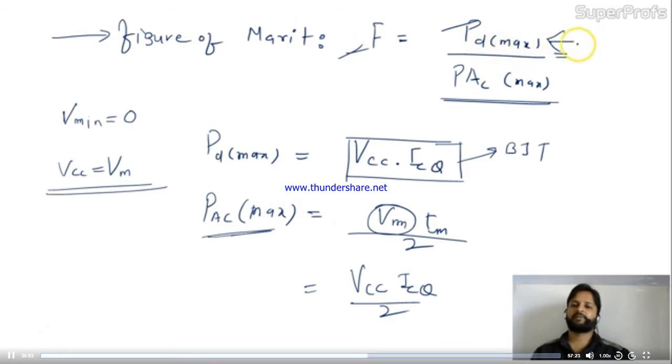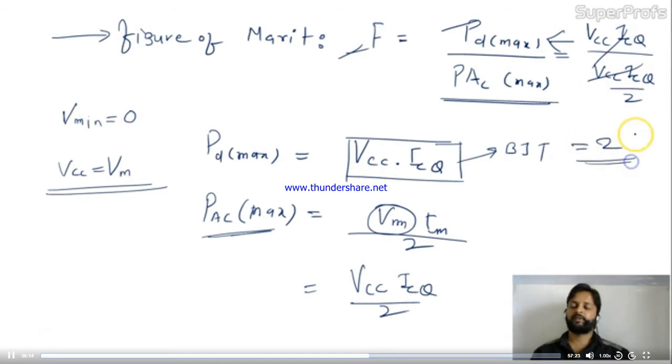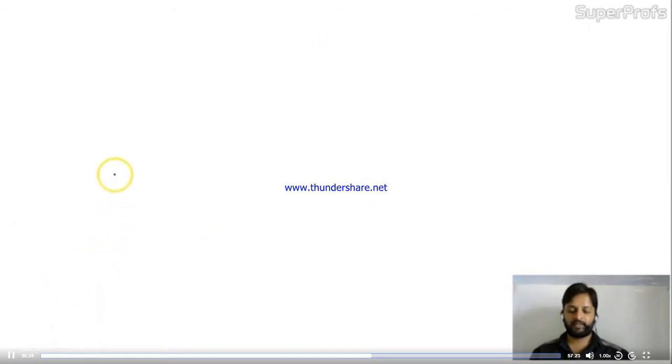What is your PD max? Your PD max is VCC ICQ. And the maximum AC power is VCC ICQ divided by 2. This 2 will go up and this will cancel out. So you are getting the figure of merit for the class A amplifier, whose efficiency is 25%, as 2. So this direct coupled amplifier is very less efficient, so we mainly use the transformer coupled class A amplifier.